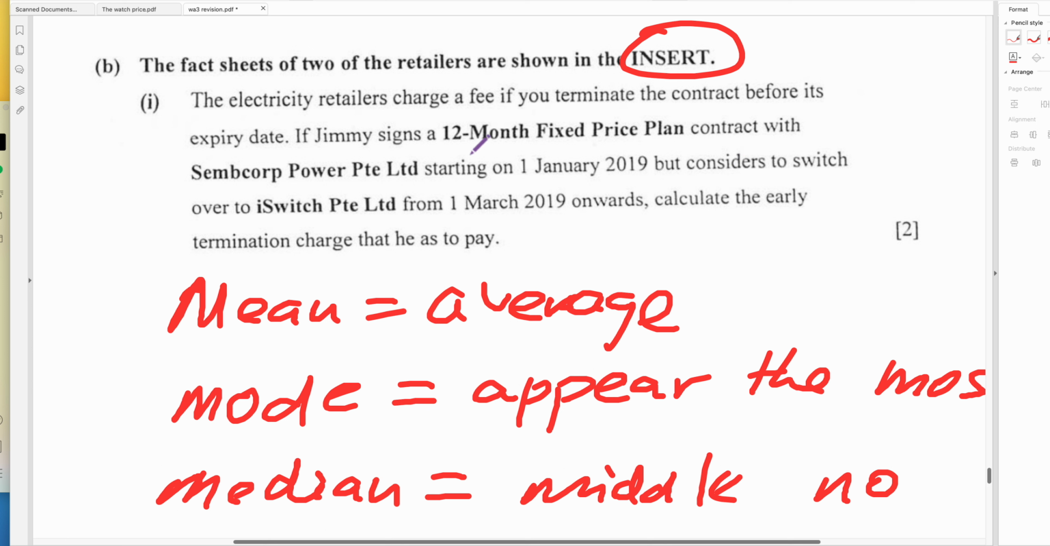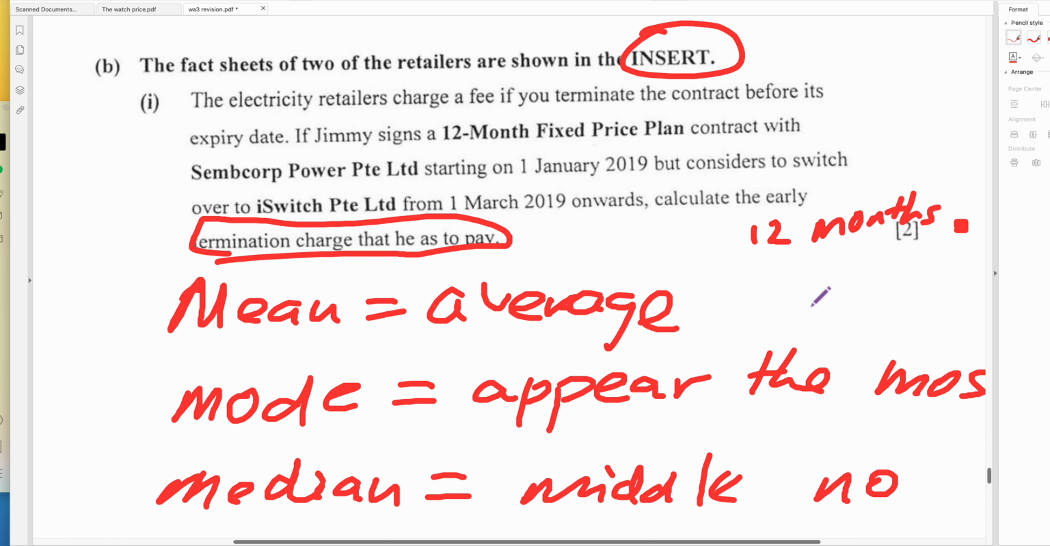So most likely the contract says if you terminate 5 months early, then they will charge you a fee. So calculate the early termination charge, something like that. Let's say you terminate 6 months earlier, then you need to pay maybe 90% of the rest of the months. Understand me? Or 80%. So that kind of question. I mean you need to pay the penalty. Let's say the contract is 12 months, but you only fulfill 6 months. Then the rest of the 6 months you have to pay the penalty.